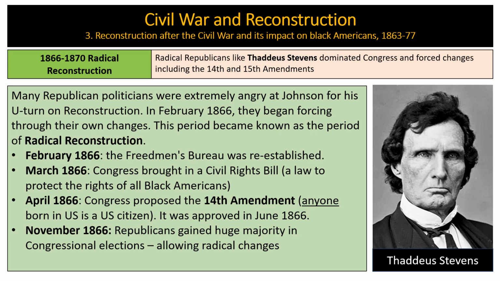So in February 1866, the Freedmen's Bureau was re-established. In March 1866, Congress brought in a civil rights bill, a law to protect the rights of all black Americans. In April 1866, Congress proposed the 14th Amendment, which said that anyone born in the US is a US citizen, and it was approved in June 1866. Now, in November 1866, Republicans gained a huge majority in the congressional elections, allowing even more radical changes.